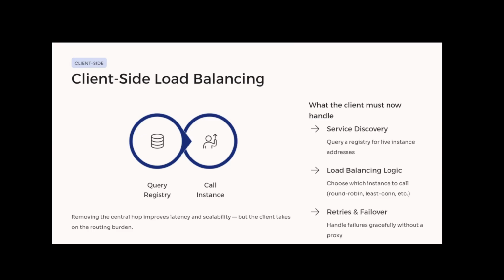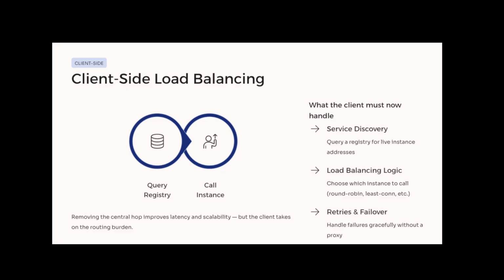Now let's look at client-side load balancing. Here, the client queries a service registry and directly calls a service instance. This removes the extra hop, which improves latency and scalability, but it increases complexity. The client now needs to handle service discovery, retries, and load balancing logic. So the key idea is client-side improves performance, but shifts complexity to the client.